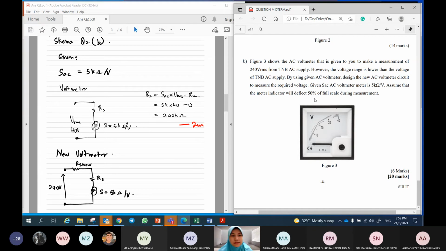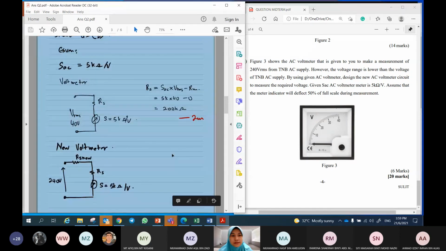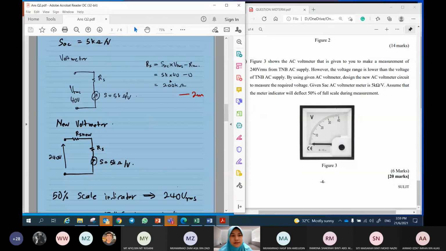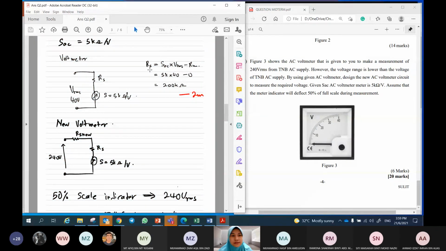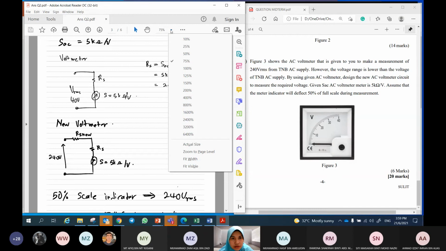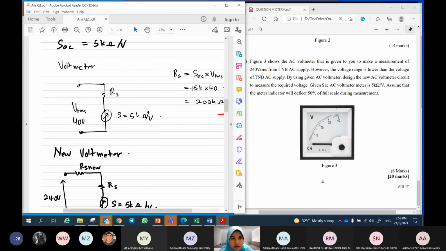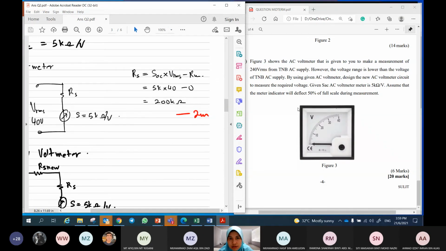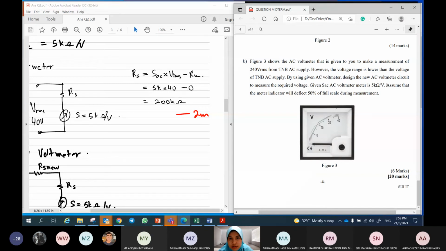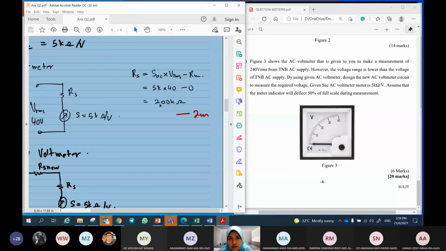Okay, so how? So now this is the old voltmeter here. Okay, Rs of this voltmeter is equal to SV minus Rm, right? So S is given 5K multiplied with the VRMS of this, it is 40, and then minus Rm of this, it is neglected, right? Neglected. Okay, so Rs of this meter is 200 kilo ohm.